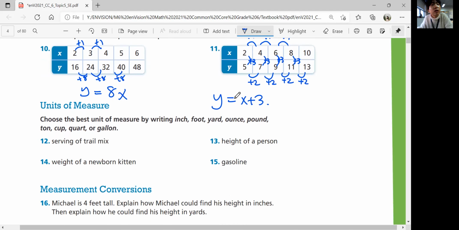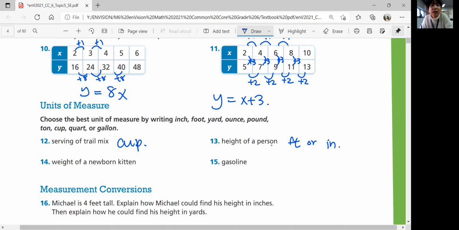Units of measure. Choose the best unit of measure by writing inch, foot, yard, ounce, pound, ton, cup, quart, or gallon. Okay. This, you might not be familiar with it yet, but usually if you have a serving of trail mix, when you do baking, you will usually, in the States, use a cup for measurement. Number 13, height of a person. In Asia is usually meters. But in the States, it's usually going to be feet or inches.